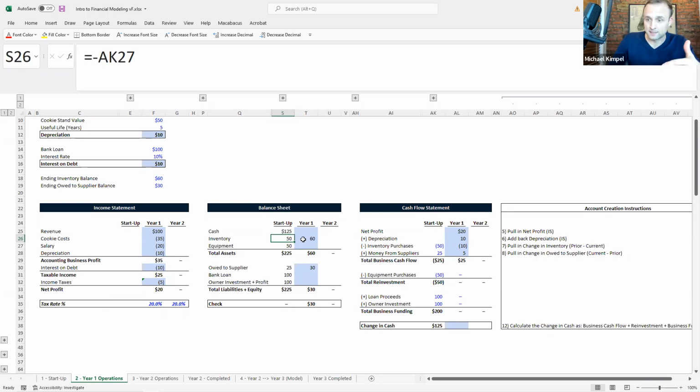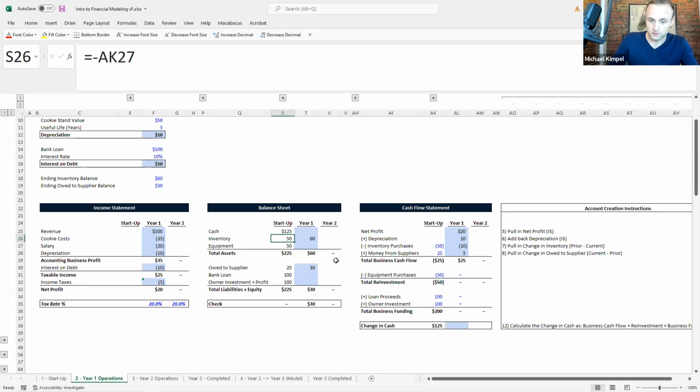So as an asset increases, we're putting money into the system, but as people lend us money, it's money coming out of the system. So prior minus current, current minus prior. And if you just memorize that rule, and we actually harp on this in the financial modeling course in more detail, but that will get you pretty much most of the way.